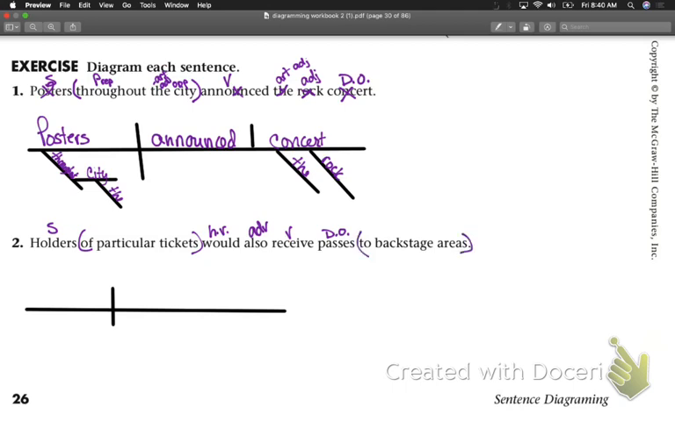Okay, so let's mark our prepositions. Of is the prep. Object of the prep is tickets. Particular is going to be your adjective modifying tickets. And then you have a prepositional to. You have areas as your object. What kind of areas? Backstage, adjective. Okay? So now let's go ahead and diagram this, all right? We have holders.